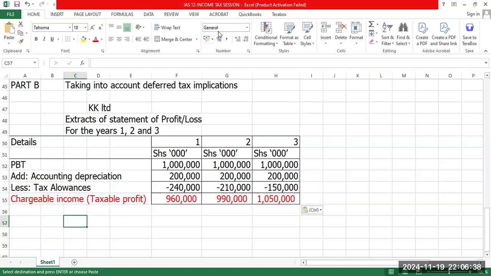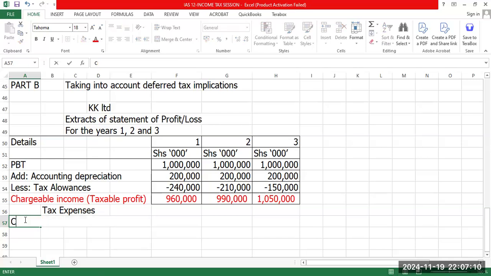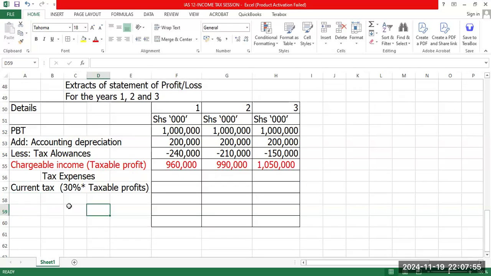You can first do this in your books. Once you reach here, you will create an item for tax expenses. Because we are taking into consideration a deferred tax implication, you will have the current tax. Then you will also have an item called an increase or decrease in deferred tax liability.